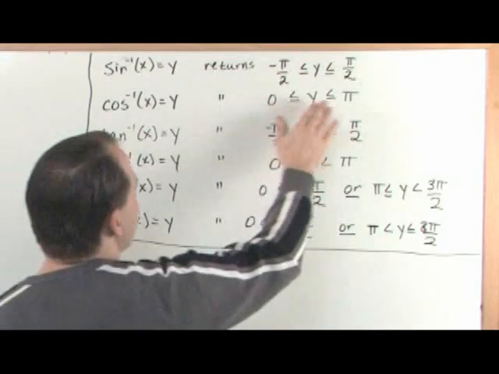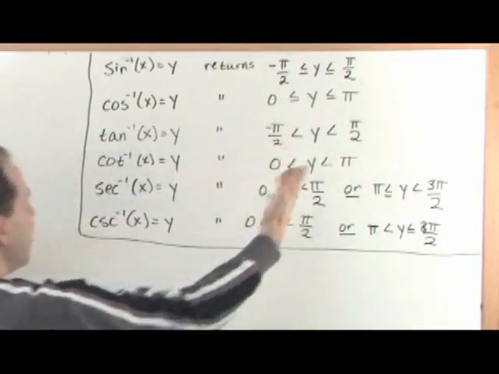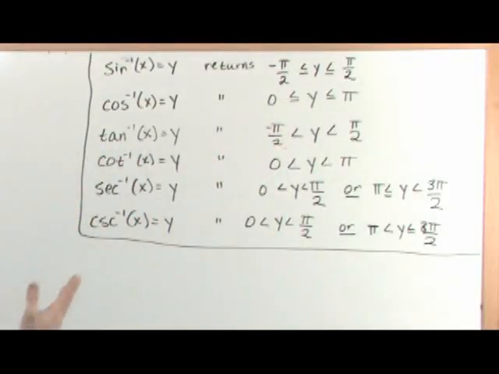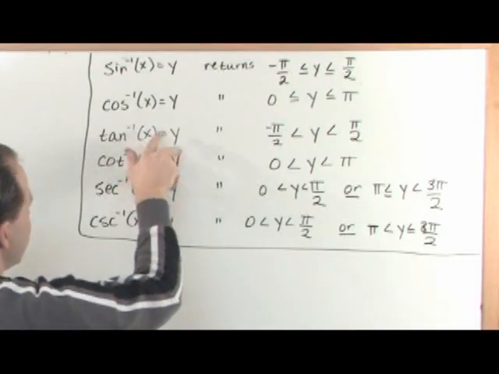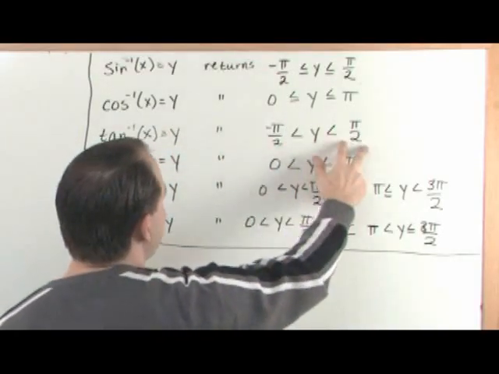But this range is one that was chosen as the accepted standard, and just something you're going to have to memorize, and it makes the math easier when you're talking about the inverse cosine function and the derivatives later on. Tangent: when you take the inverse tangent of a number and you get an angle back, it's going to return from negative pi over 2 to pi over 2.